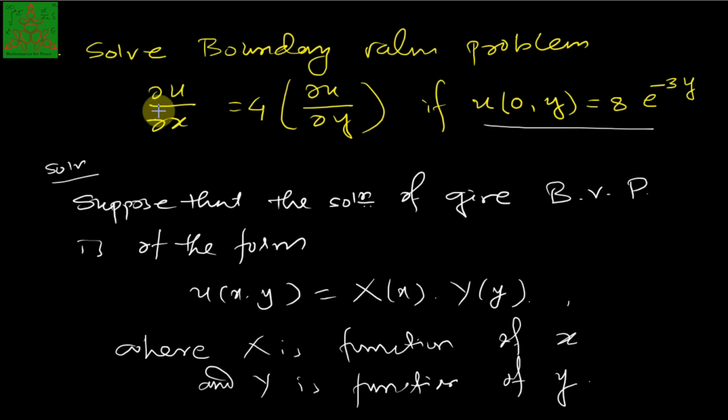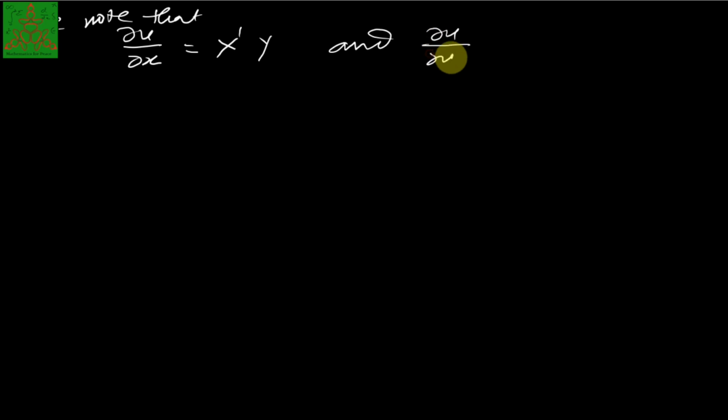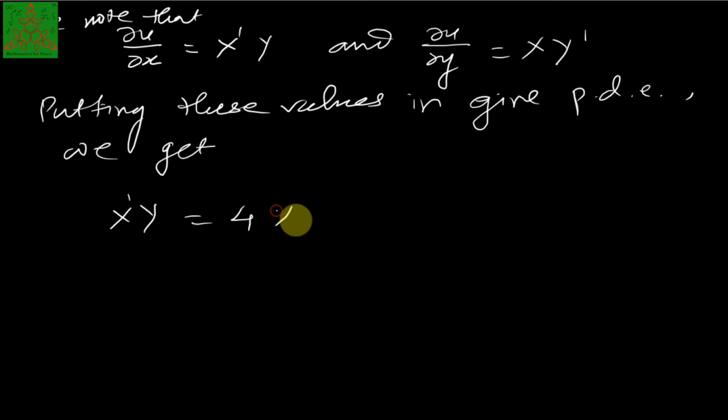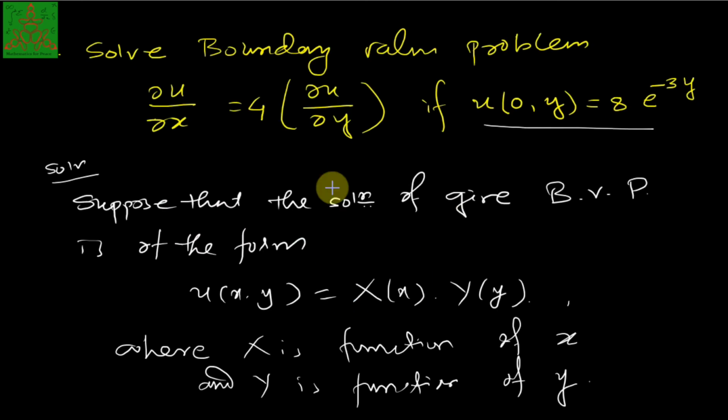For that I need to find del u by del x. Del u by del x is equal to X dash Y, because we differentiate with respect to x and Y is independent of x. This X dash represents the total derivative, and del u by del y is equal to X Y dash. Now putting these values in the given PDE, we get X dash Y is equal to 4 times X Y dash, because the given equation is del u by del x equal to 4 times del u by del y. So we substituted del u by del x as X dash Y and del u by del y as X Y dash.